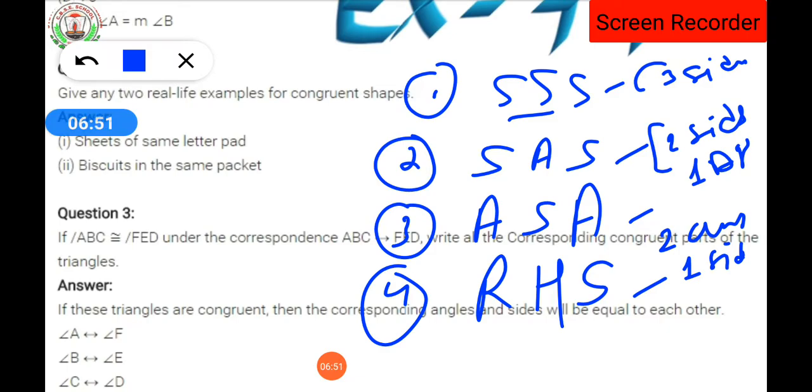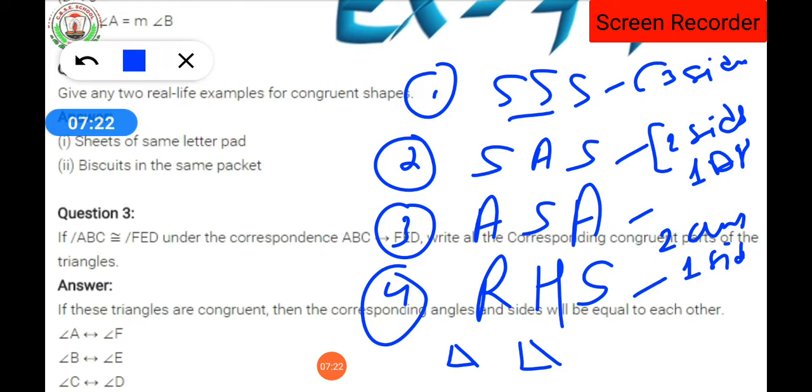Moving towards the fourth, that is RHS. In the RHS property, right angle hypotenuse side congruence criteria, this last property is only applicable for the right angle triangle, that is 90 degree. Always remember that. The above 3 criteria, that means I can say the first, second, third criteria, are applicable for all the triangles.